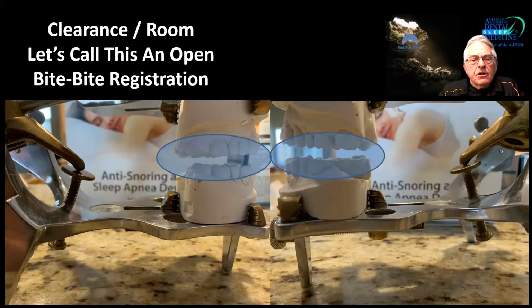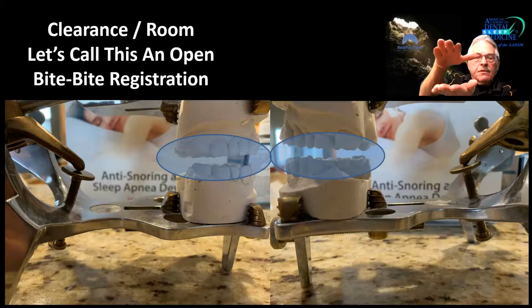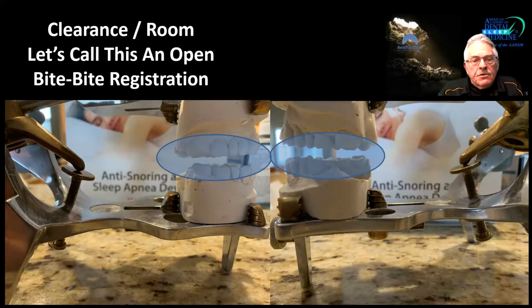So let's call this an anterior open bite, okay? An anterior open bite registration. In other words, we put a George gauge in and we've done this, okay? We haven't done this. So you see there's approximately the same amount of space in the back as there is in the front, okay? This is a stop on the articulator, so I know this is where the bite registration was.